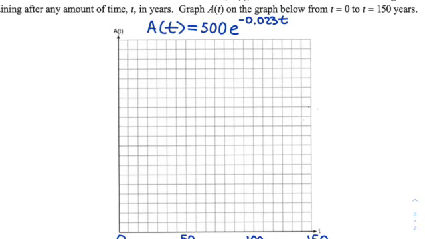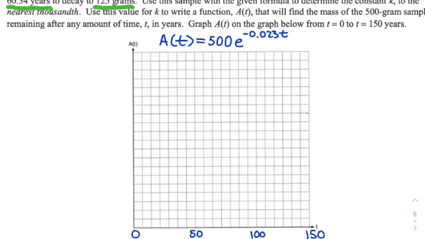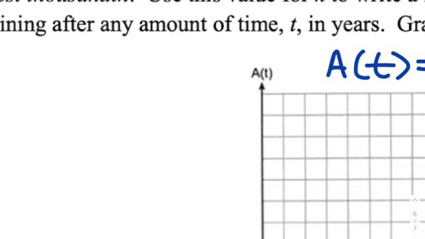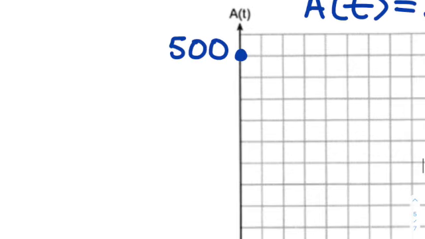And now for our A of t, that's just going to be determined by our calculations. So let's take out our calculator and start graphing. The first part is we want to plug in our formula. We can do 500 times e to the negative 0.023, and we're going to times it by 0 first, t. That answer we get is 500. And let's not forget this is exponential decay, so 500 is likely going to be at the top of this graph. So we're going to put 500 up there.